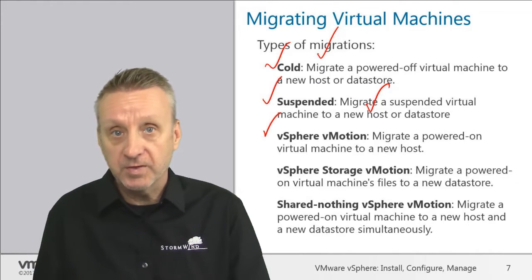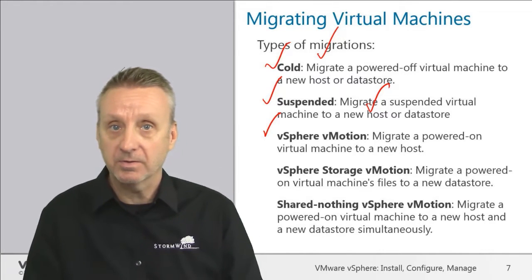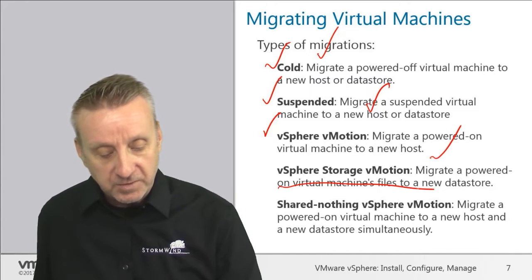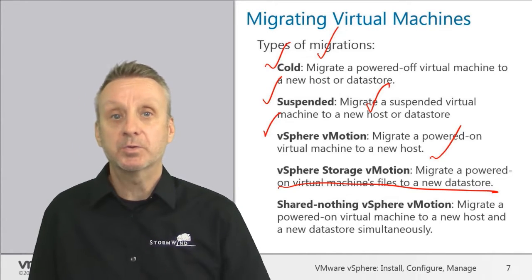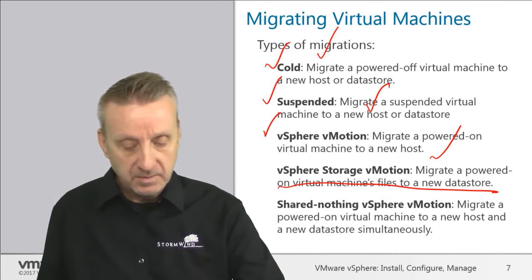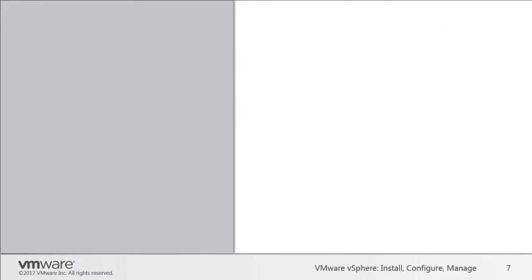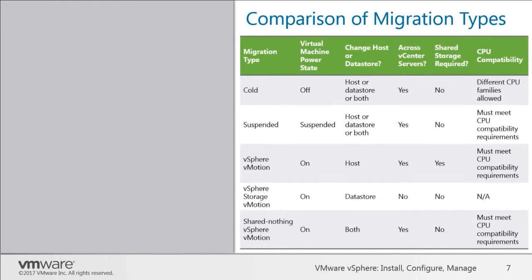And then we have storage vMotion that Dave was talking about earlier. Storage vMotion, we're going to migrate a powered on virtual machine's files to a new data store, from one data store to another. And then we have what we call shared nothing vMotion, where we're migrating a powered on virtual machine to a new host and a new data store simultaneously.